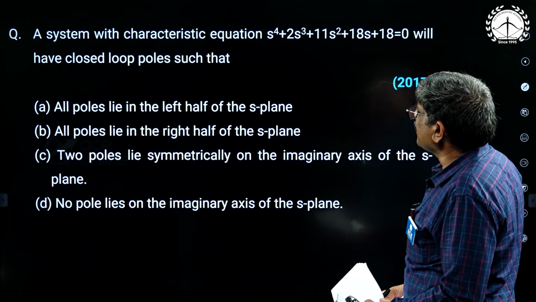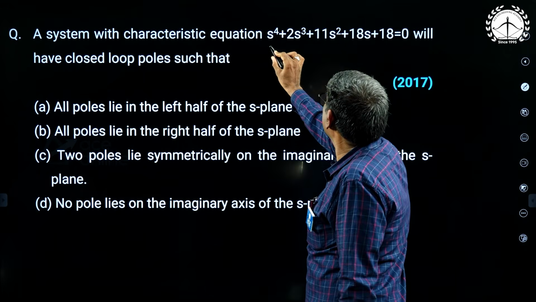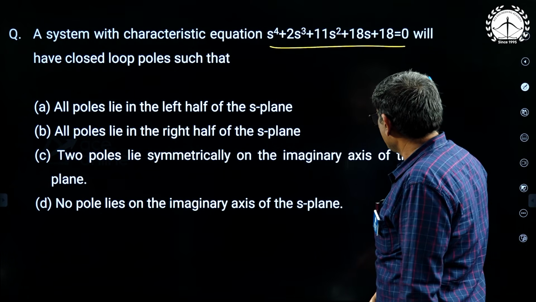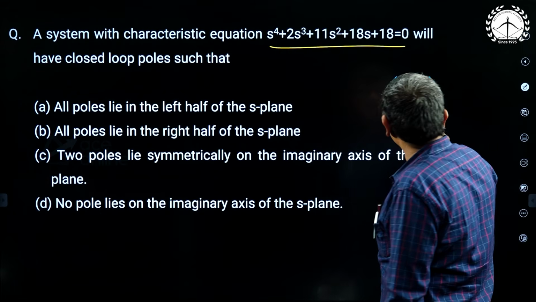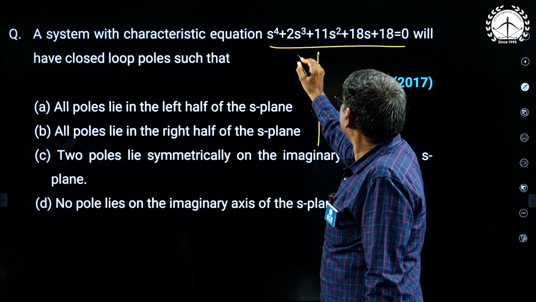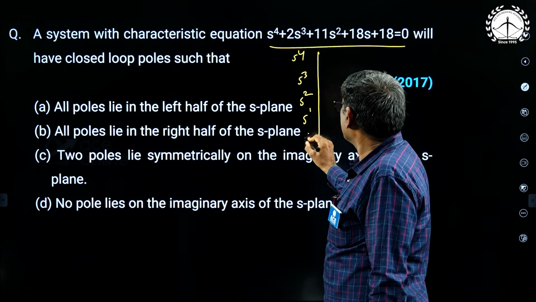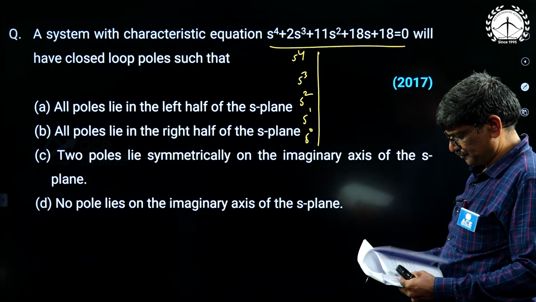So here it is the RH criteria. Characteristic equation is given and the closed loop system they are asking about. So you have to write the what? Routh tabular form, and then we have to solve it. So write the Routh tabular form: s power 4, s cube, s square, s power 1, s power 0. You solve this.